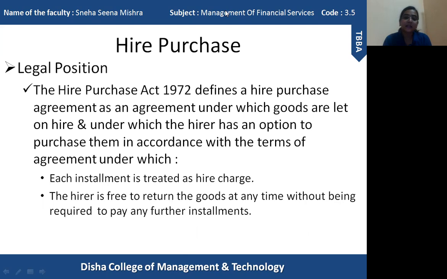Now the last one says that the hirer is free to return the goods at any time without being required to pay any further installment. So once the hirer decides to terminate the agreement, the hirer need not pay the remaining installments, but the hirer cannot claim the installments which he has already paid. Clear? So these are the legal positions which are defined under the Hire Purchase Act 1972.